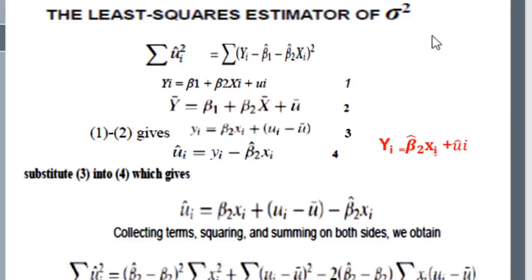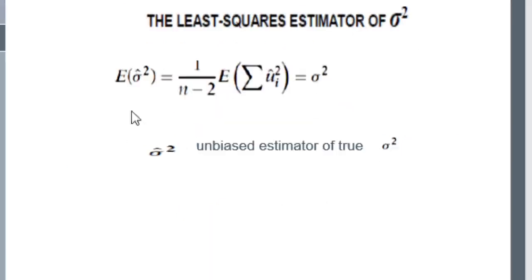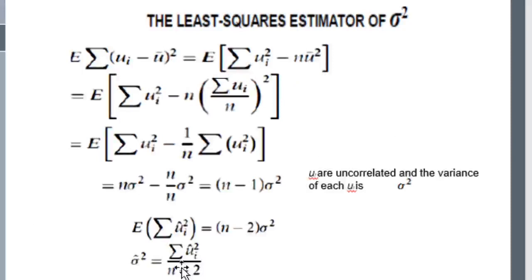We can derive sigma cap square equal to summation of ui cap square divided by n minus 2. This we want to prove, and this is the least square estimate of sigma square. How can we derive this least square estimate of sigma square?